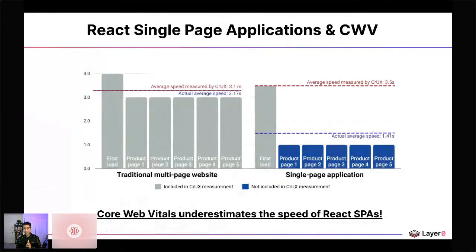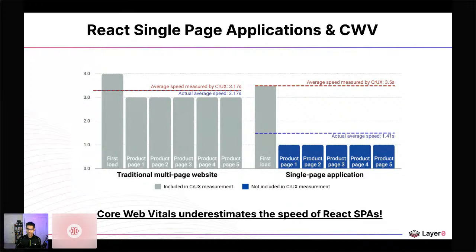One key thing to know if you've got a React single page application, though, is that Core Vitals is not really rewarding the real speed of your page. So if you're in a multi-page website, let's take this one on the left. Let's imagine the first load was about 4 seconds, and then all the subsequent pages might have been 3 seconds on that same site because some elements were cached. And then maybe the user goes for about 5 pages. The average page speed there is about 3.1 seconds.